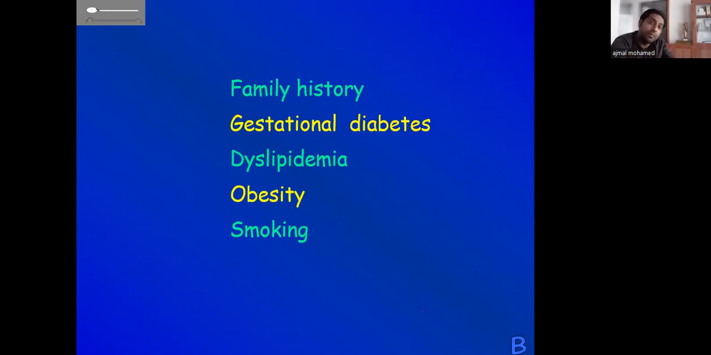Then family history is very important because many of the diseases have genetic predispositions. So ask regarding that, whether any members in the family have medical conditions like diabetes, hypertension, or anything like that. Many people are affected by diabetes.